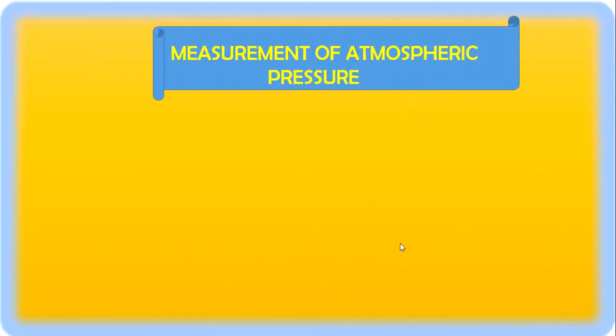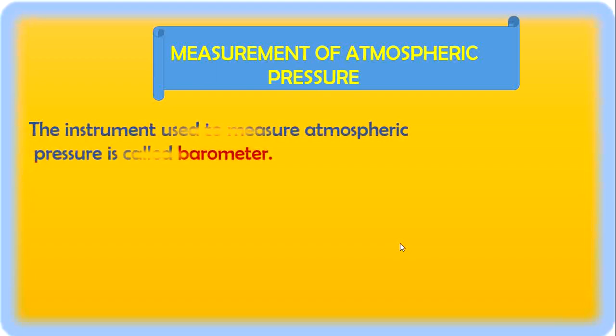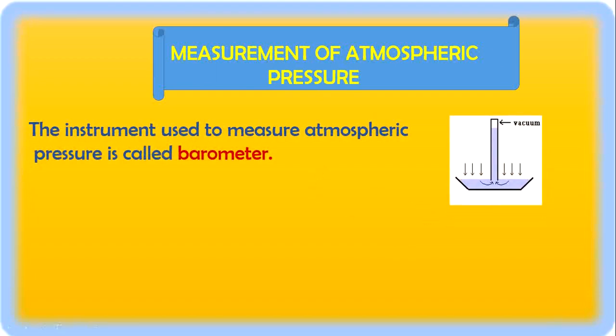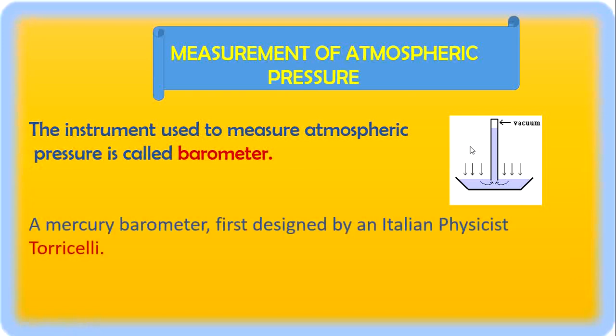Measurement of atmospheric pressure. How can we measure atmospheric pressure? The instrument used to measure atmospheric pressure is called a barometer. Now this barometer was first designed by the Italian physicist Torricelli.